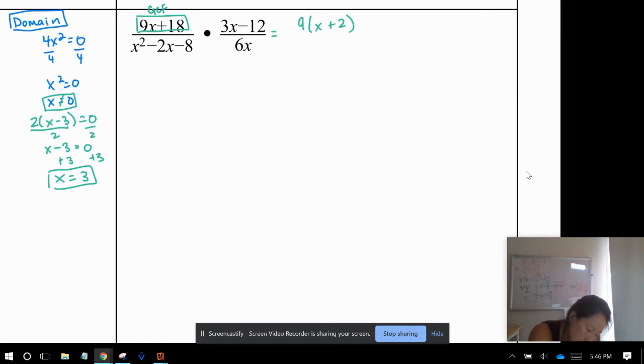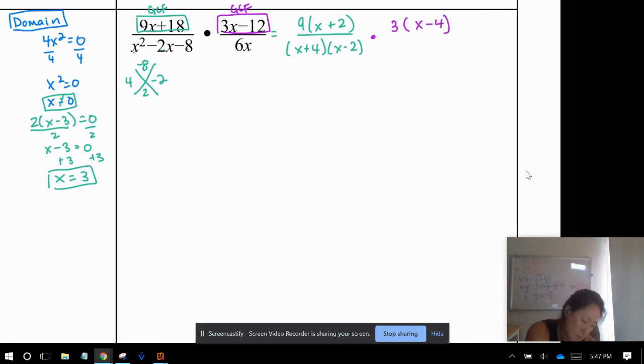So x plus 2 over, looks like I need to, since I have a trinomial and I don't have a greatest common factor, I'm going to try the big X. So negative 8 and 2. I can multiply 4 times negative 2 to give me negative 8 and add to 2. So I have x plus 4 times x minus 2, times, and the second fraction's numerator, I'm going to GCF a 3 times x minus 4, all over 6x.